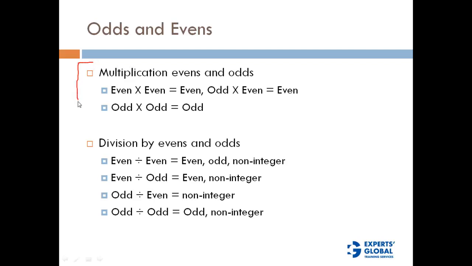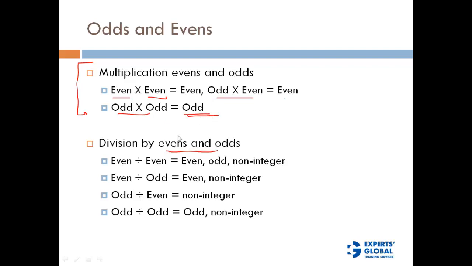Multiplication: just remember that if there is going to be even one even integer, the whole product is going to be even. So even times anything is even. Even times even is even. Odd times even is also even. Odd times odd is the only possibility where the product is odd.